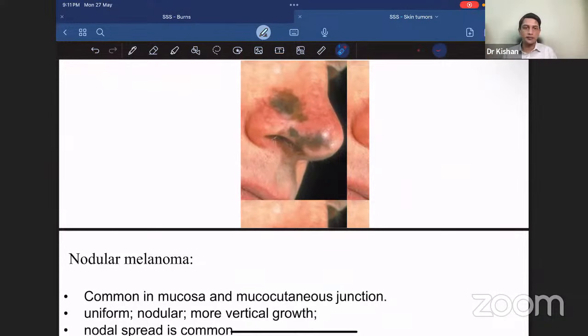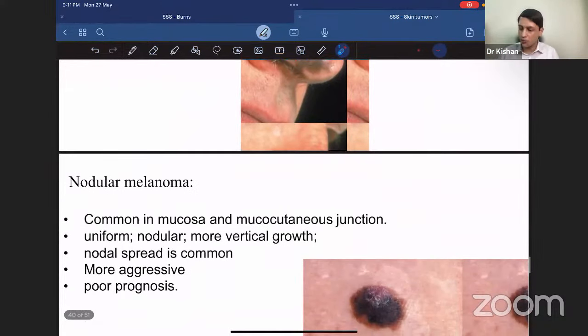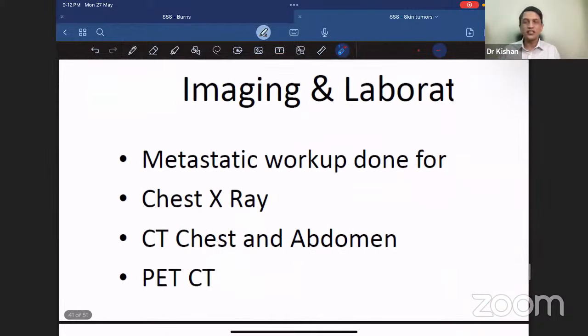It's a horizontally spreading variety, called superficial spreading. Second variety is nodular melanoma. It is the most aggressive variety of malignant melanoma. Common in mucosa and mucocutaneous junction. They are usually uniform everywhere and very hard, nodular in consistency. After radial growth, it is now having vertical growth. Here the lymph node spread is very common. When they come, it would already have metastasized, so the prognosis is very poor. So these are the two varieties.